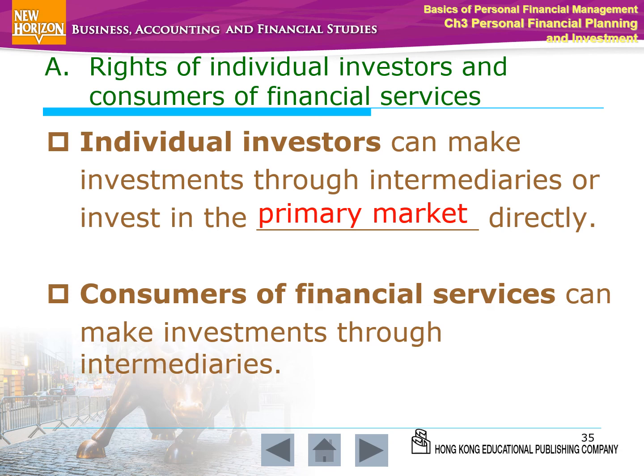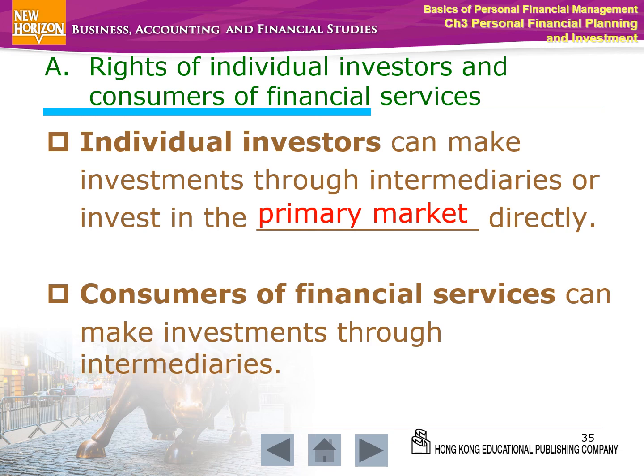The primary market means the market where the new shares are issued directly to the investors. That means if you want to buy newly issued shares, you may buy on your own. You may buy the shares in the primary market directly.